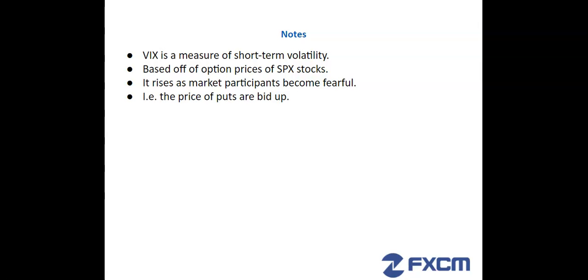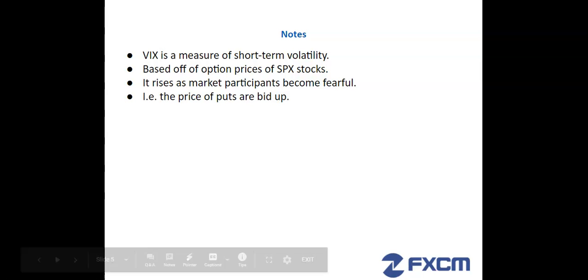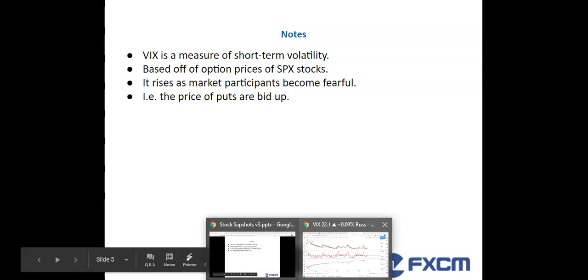Now, the VIX is a measure of short-term volatility, and it's based off of option pricing of S&P 500 stocks. It tends to rise as market participants become fearful, and that's because they are bidding up the prices of puts. Let's just bring up the chart and take a look.